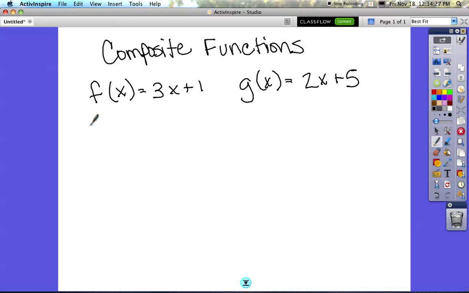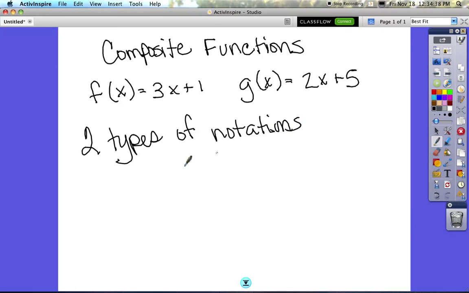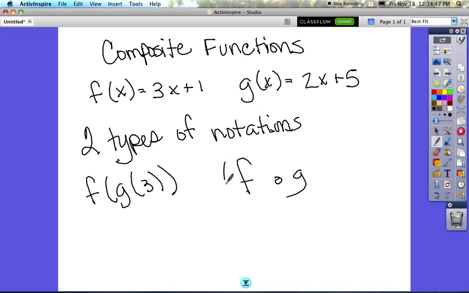Now, there are two main types of notation. You may see it written like this, or you may see it written like this. So write that down and I'm going to explain what that means.